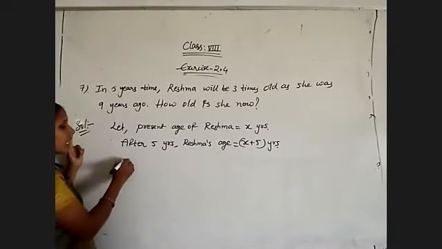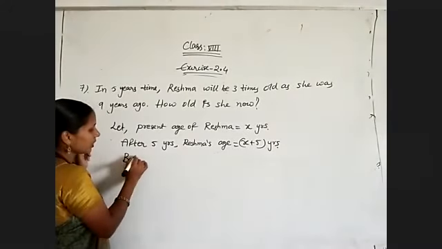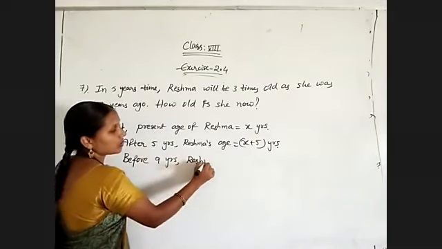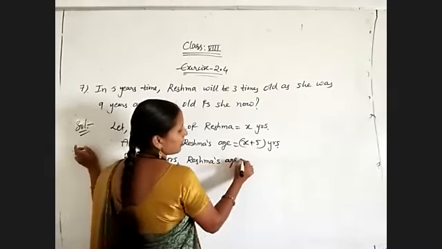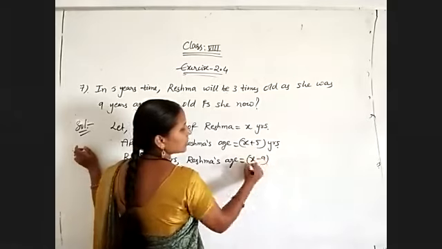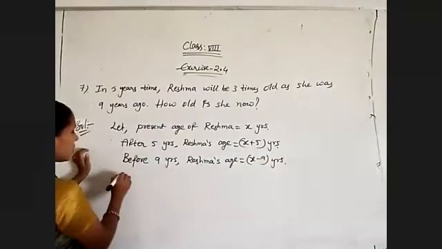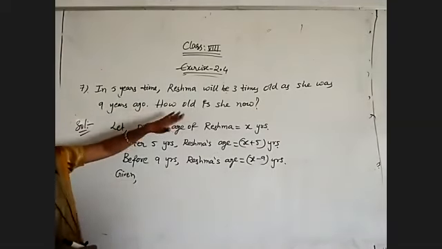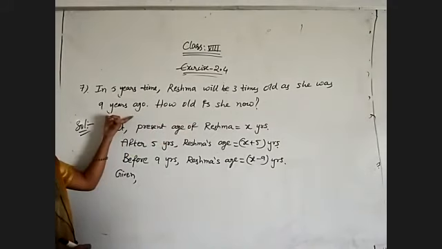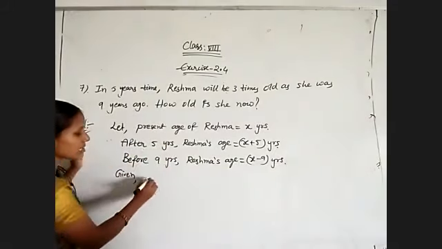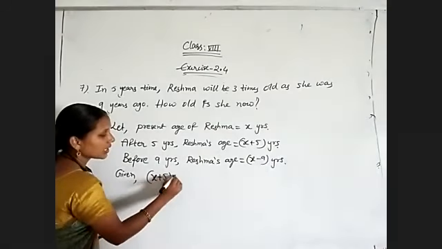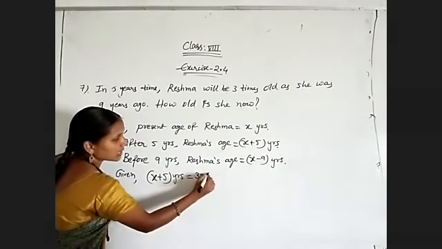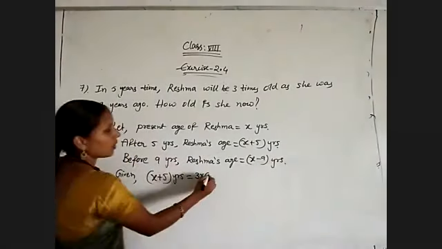Before us, what is her age before 9 years? Ago means before 9 years. Before 9 years, Reshma's age will be equal to X minus 9 years. So they are given the condition now. In 5 years time, Reshma will be 3 times old as she was 9 years ago. In 5 years time, her age is equal to X plus 5 years is equal to 3 times that she had 9 years ago. That is X minus 9.